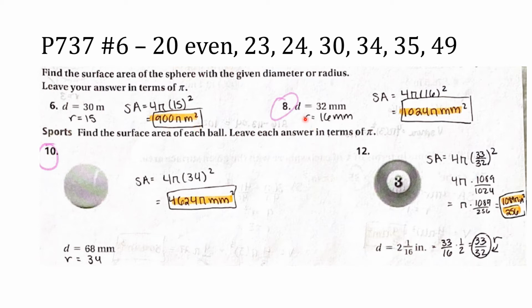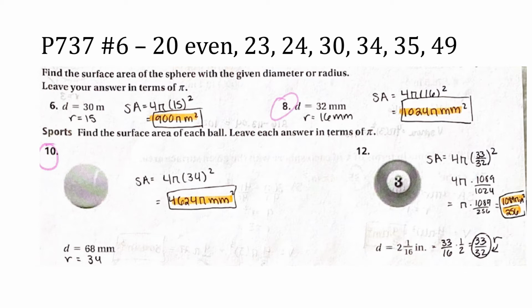For number 8, the diameter is 32 millimeters, which means the radius would be 16 millimeters. The surface area, 4 pi r squared. 16 squared, I believe, is 256. I should have written that one down. And then multiply that by 4, you get 1,024 pi millimeters squared.